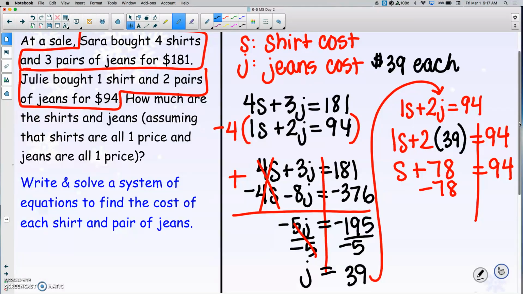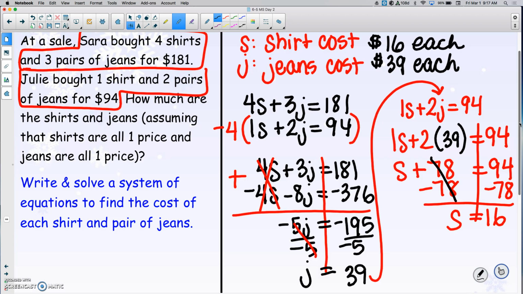So now if I subtract 94 minus 78, I have got the cost of my shirts, and that would be 16. So jeans were $39 each, and shirts are $16 each.